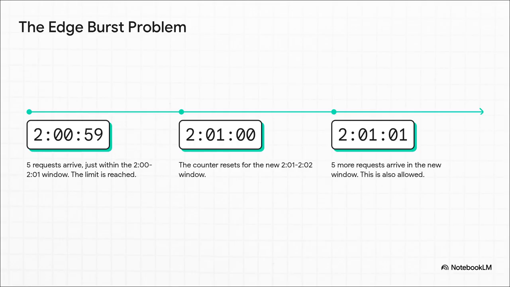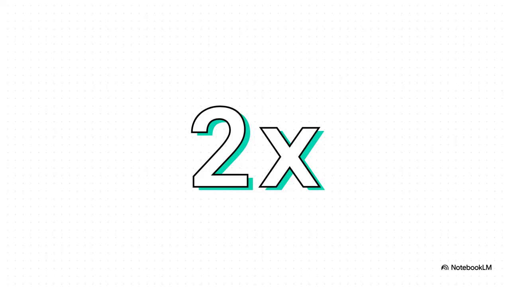It's called the edge burst problem. Let's say your limit is 5 requests per minute. A user could be sneaky and send 5 requests in the last few seconds of a window, and then, the second the clock ticks over, send another 5 requests in the first few seconds of the new window. And just like that, in the 60-second span that crosses that window boundary, they've sent 10 requests. That's double your rate limit. The algorithm was totally bypassed just because of that hard reset at the window's edge.